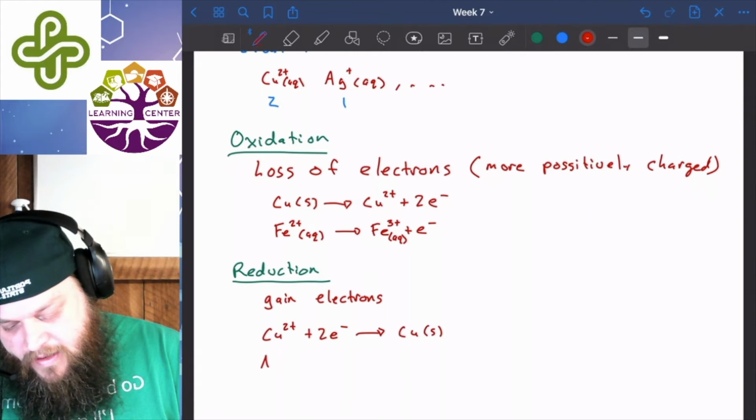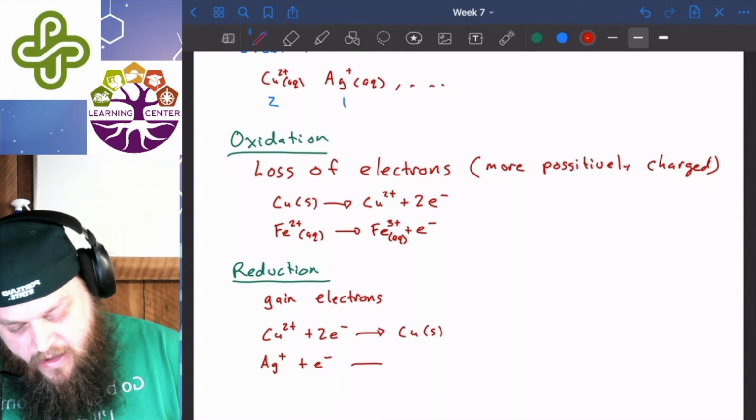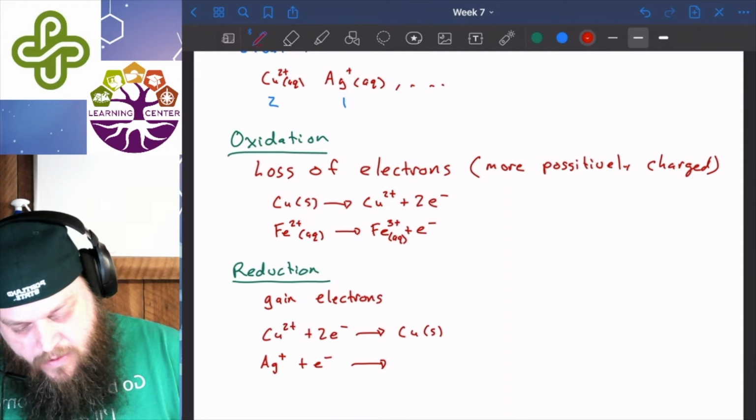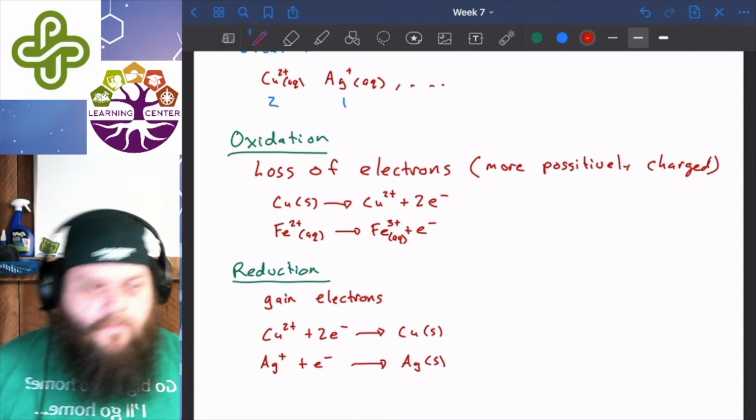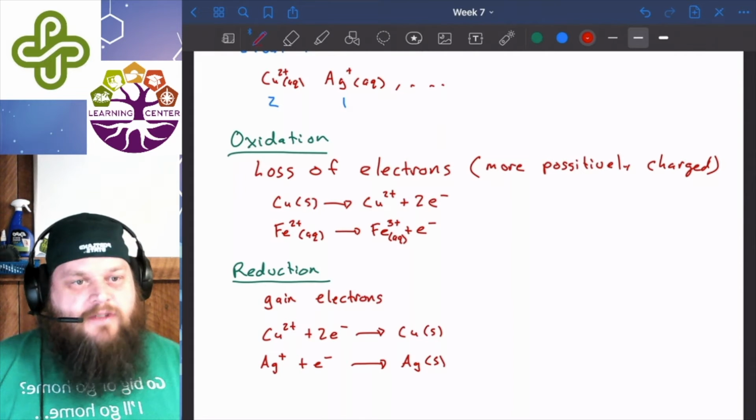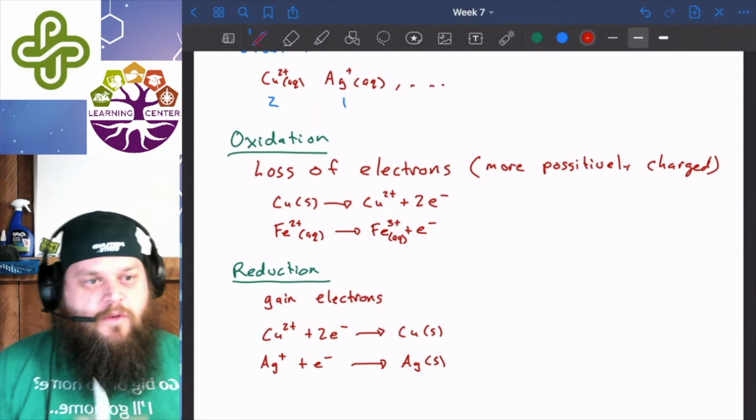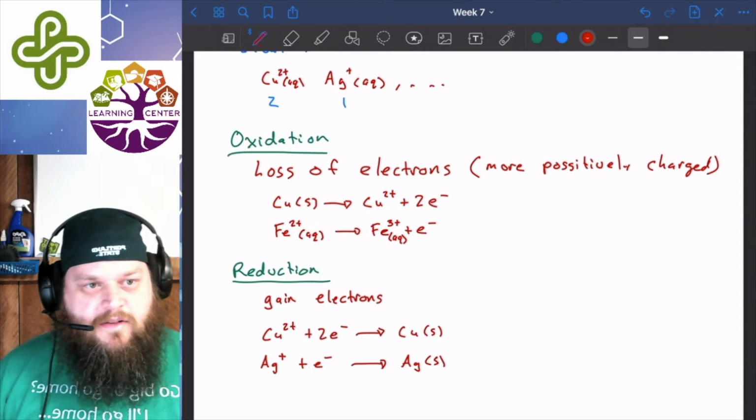Or if I had silver plus, I could add 1 electron to that, and we would end up with a solid silver. Just some examples of reduction reactions. They're going from a positive charge to a neutral charge in these situations.